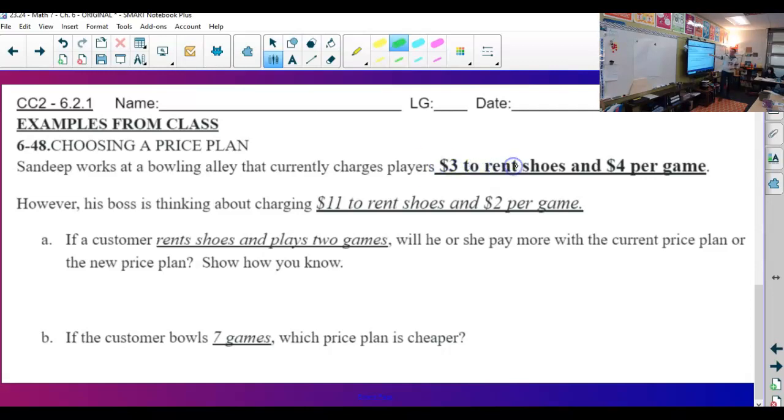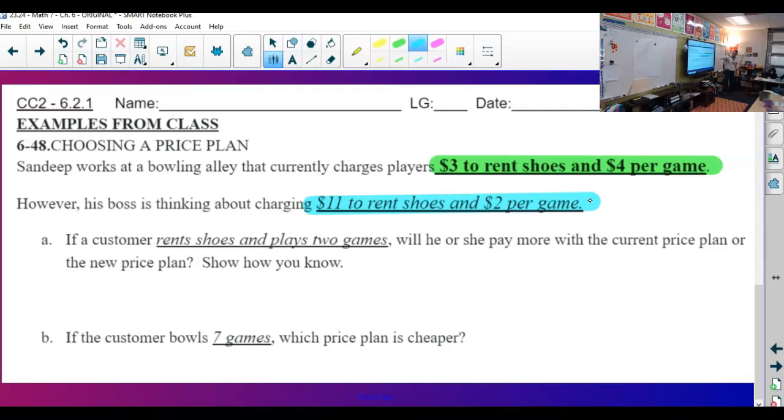So let's start talking some numbers, right? We had a pricing plan. $3 to rent shoes, $4 per game. That feels important. Our boss is thinking about, and guys, we don't actually know if the price is going up because it depends. Did both prices go up? No. Shoes went up. What happened to games, though? They went down. Games went down.